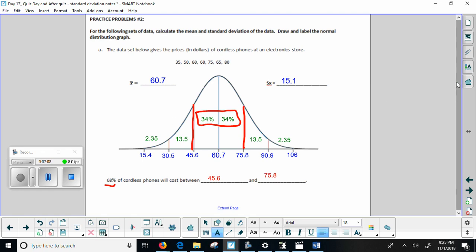Okay, so that is the last part of this lesson. That should be all that you need. Please make sure that you complete the packet and then the exit ticket and hand this in, please.